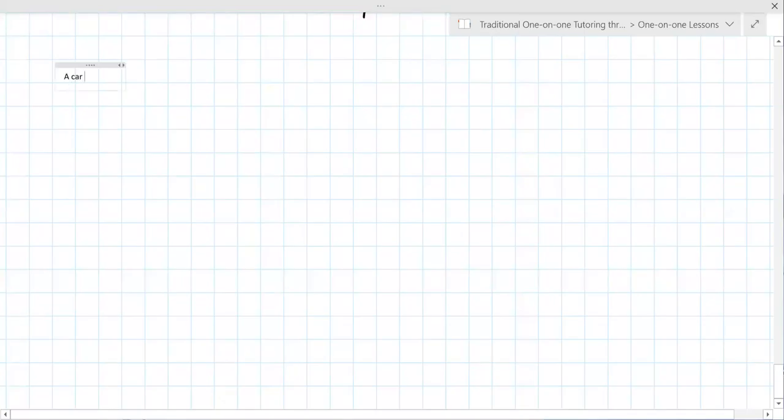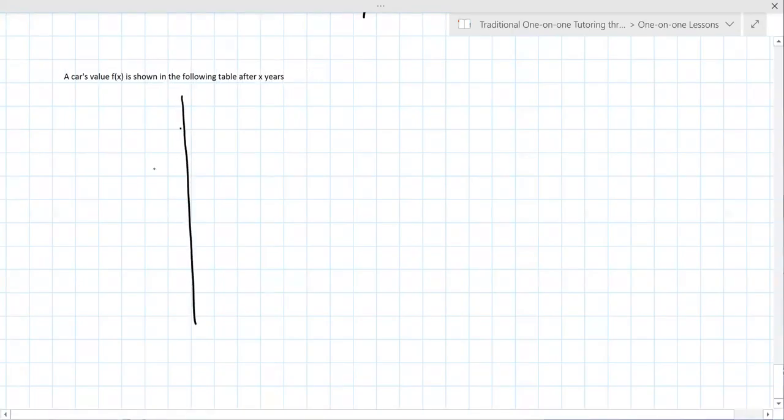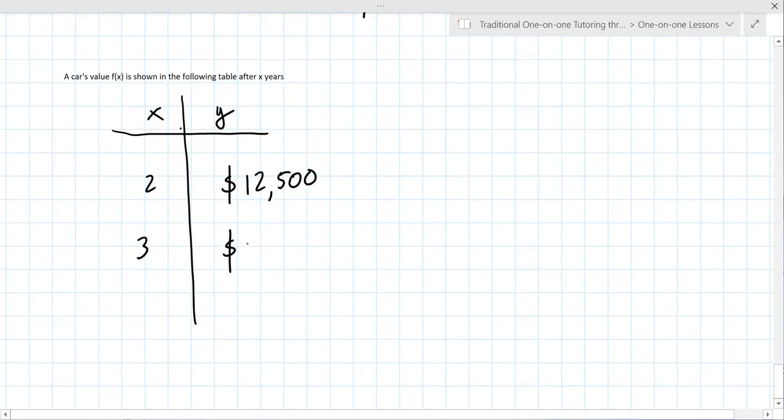So a car is valued at $4,000, but loses... I'm sorry, a car's value is shown in the following table after X years. F of X is shown in the table after X years. Okay, so your parents have cars, you'll have a car someday. So after 2 years, the car is worth $12,500. After 3 years, it's worth $11,800. And after 4 years, it's worth $11,100. All right. Okay, so we want to find the slope.